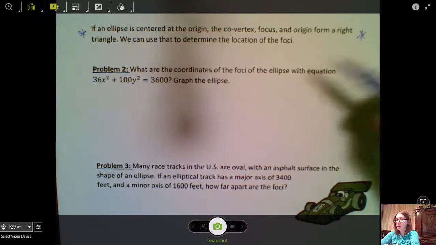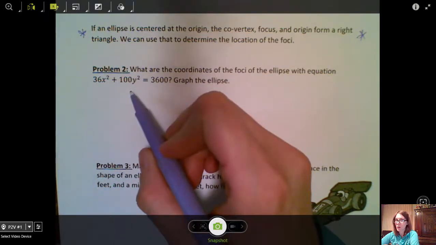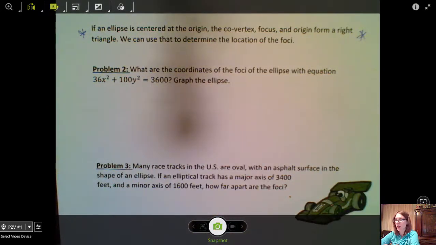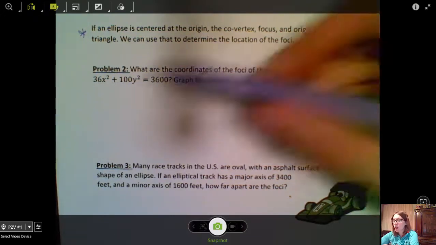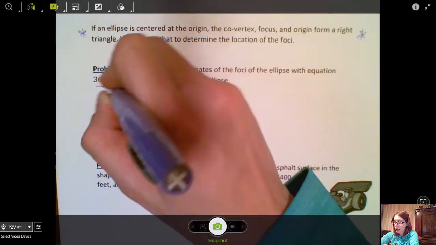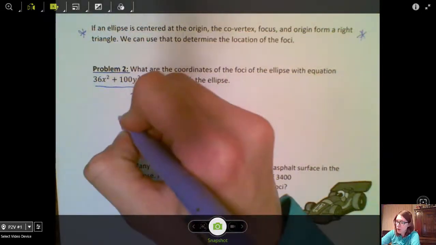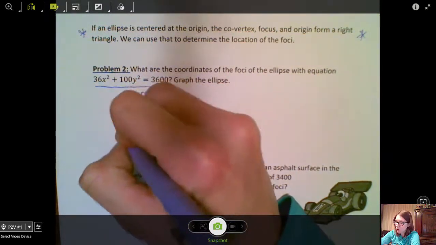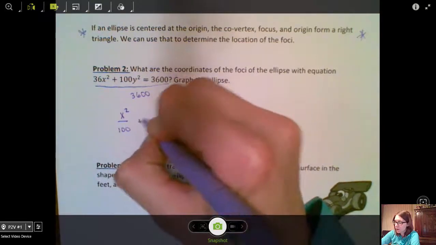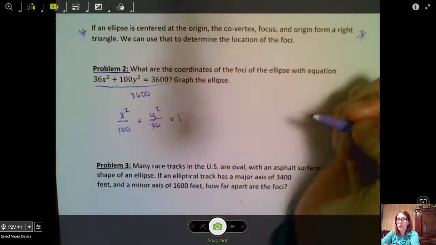What are the coordinates of the foci of the ellipse with the equation 36x squared plus 100y squared equals 3600? And then graph the ellipse. First of all, our standard form for the equation of an ellipse, our x squared plus y squared has to equal 1. So to get this to equal 1, we have to divide our whole equation, each term, by 3,600. That gives us x squared over 100 plus y squared over 36 equals 1.